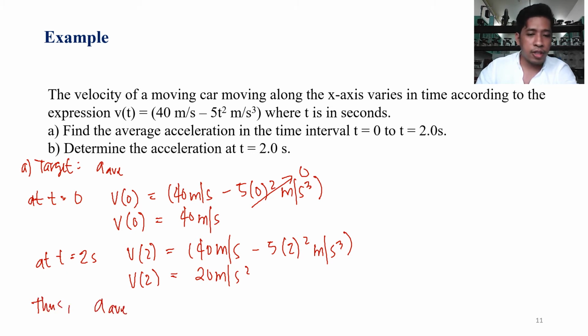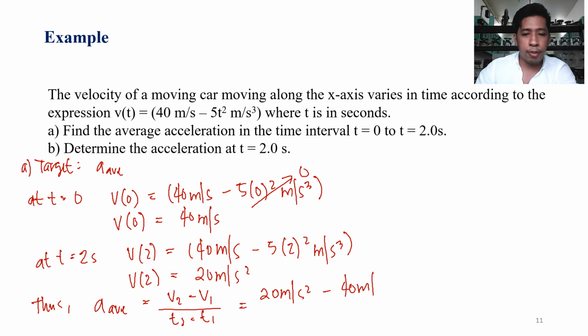the average acceleration is equal to, again, your v2 minus v1 over t2 minus t1. You have 20 meters per second minus 40 meters per second over 2 minus 0 seconds. Your average acceleration is equal to negative 10 meters per second squared.